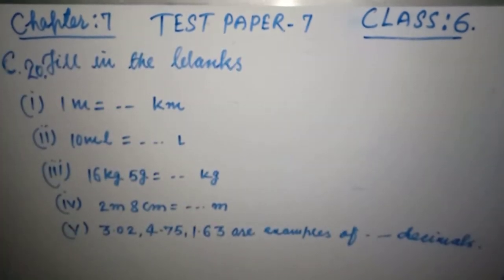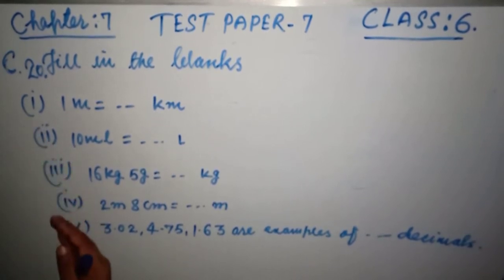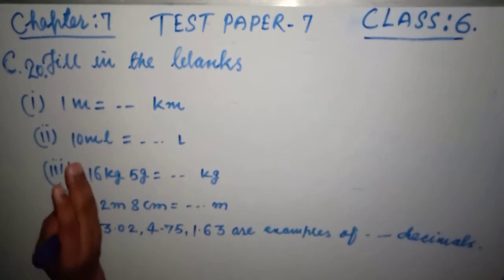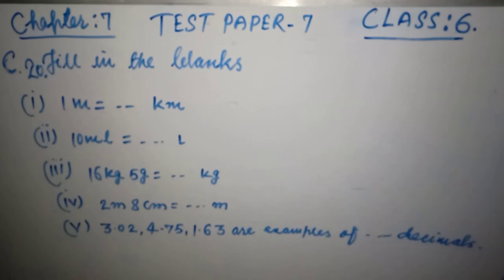Now see friends, the last question says, in group C, fill in the blanks. There are 5 sub questions. We have already written all the sub questions because some of the candidates get confused regarding how to change meter to kilometer, meter to centimeter, centimeter to meter. There is a little bit of confusion. Now see friends, 1 meter is equal to dash kilometer, which means 1 meter is equal to how many kilometers.